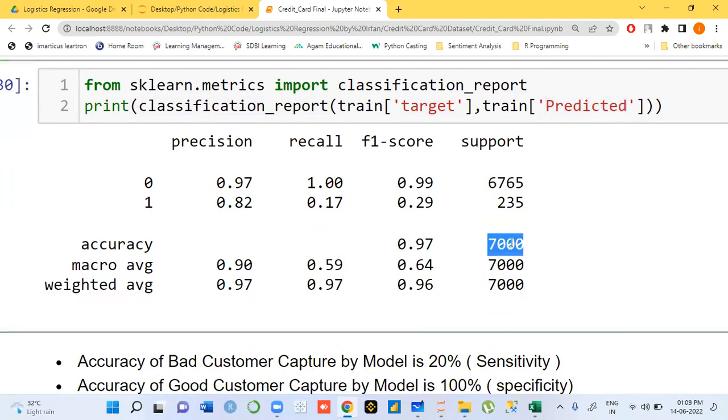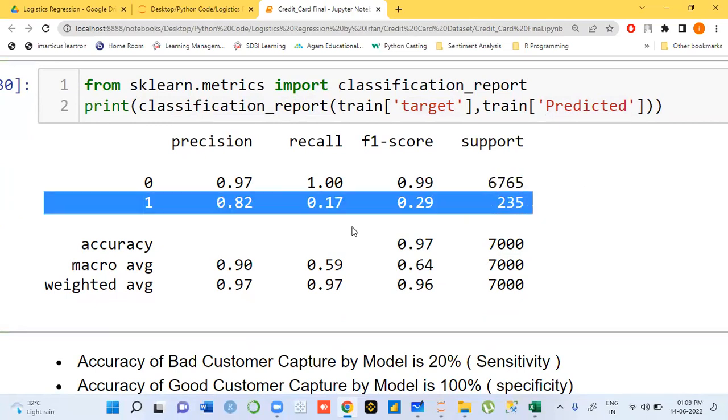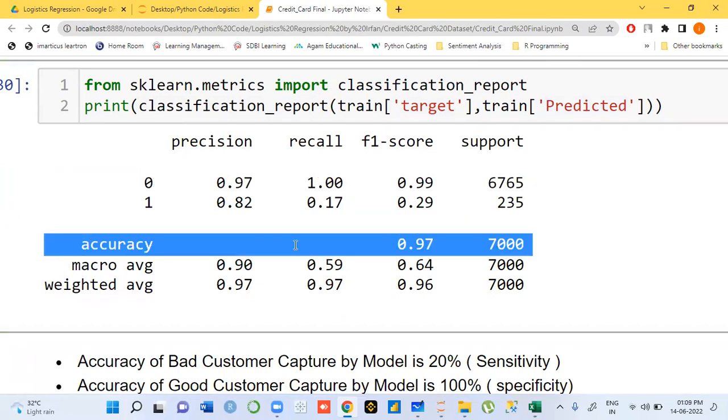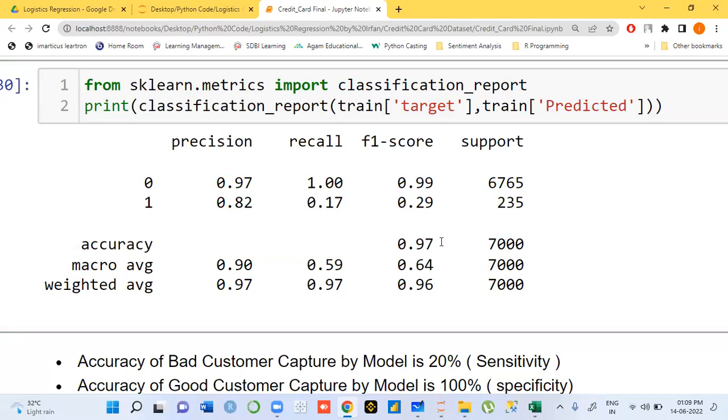Total how many data we have? 7,000. Out of which how many bad I have? 31. How many good I have? Why I say bad, guys? If you see, it's 1. Why I say good? Because we have 0. Clear. How much is the accuracy? 97.